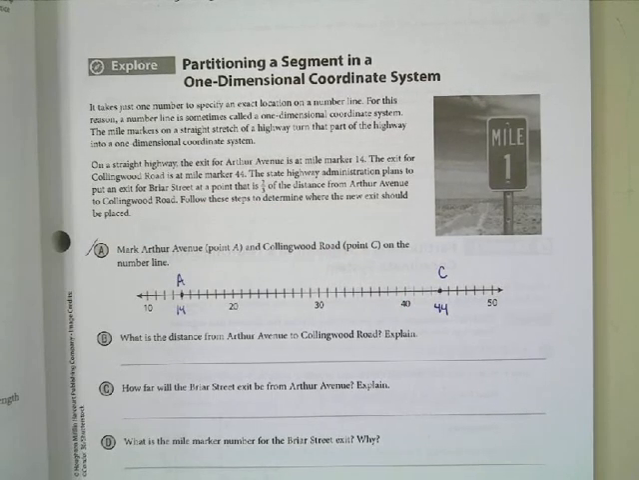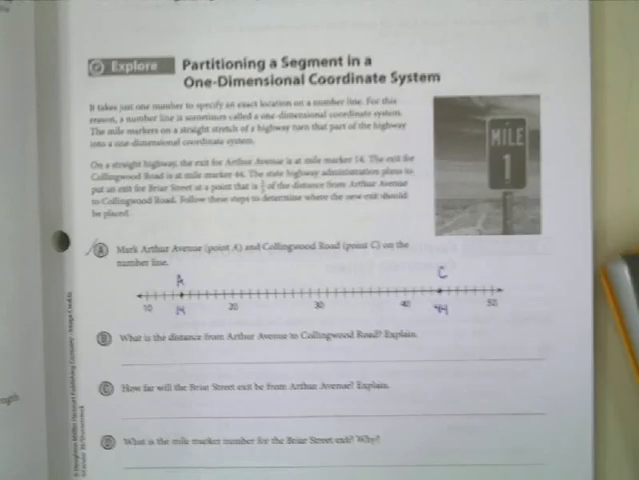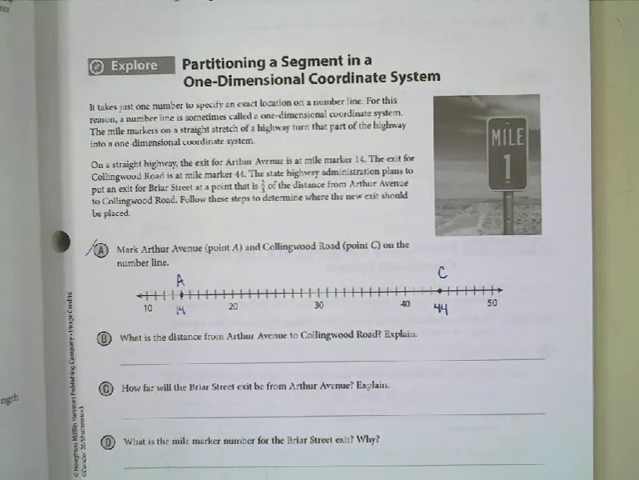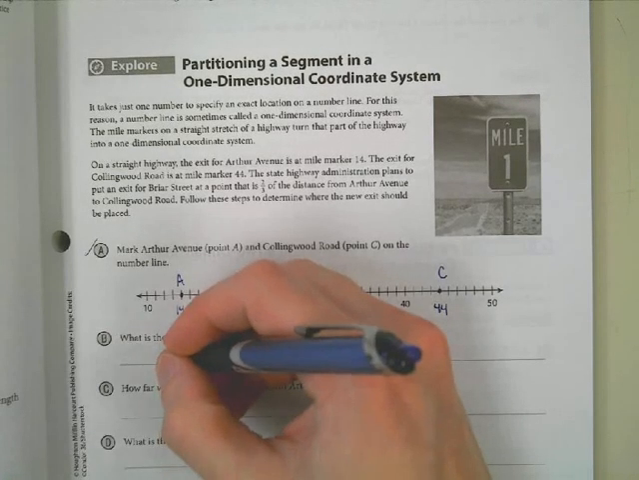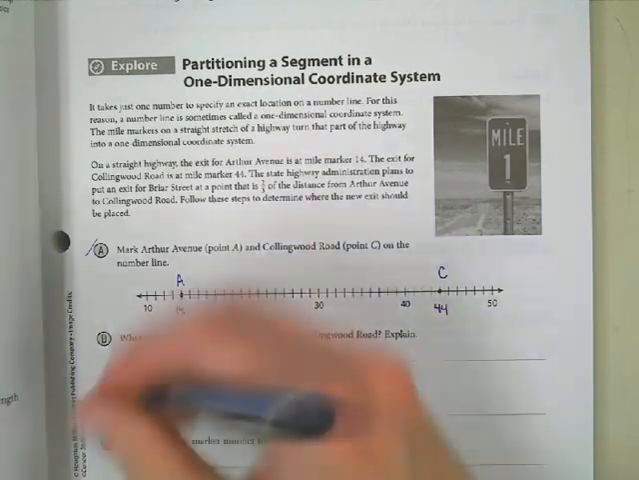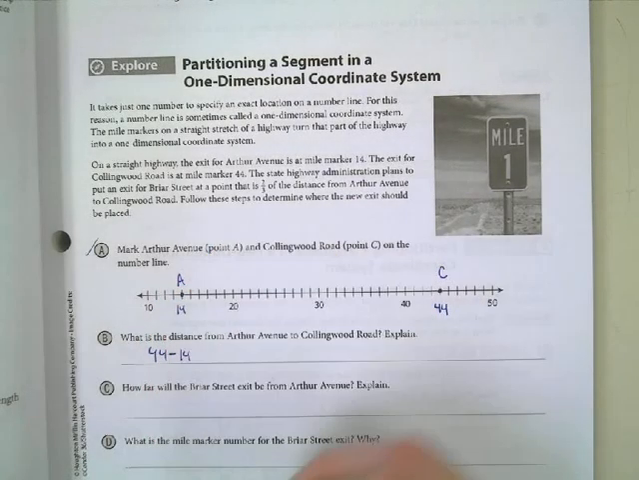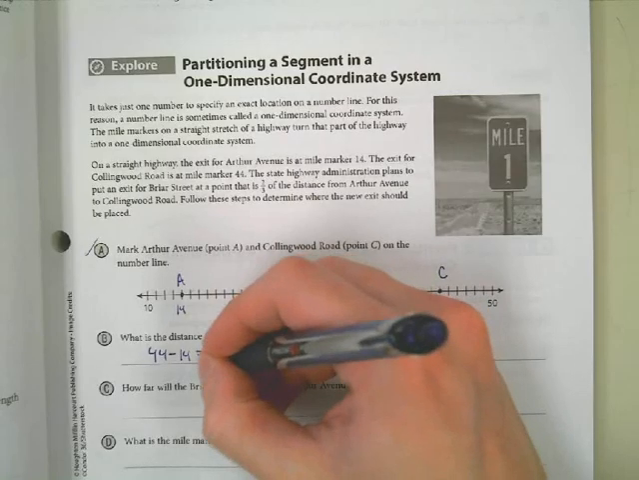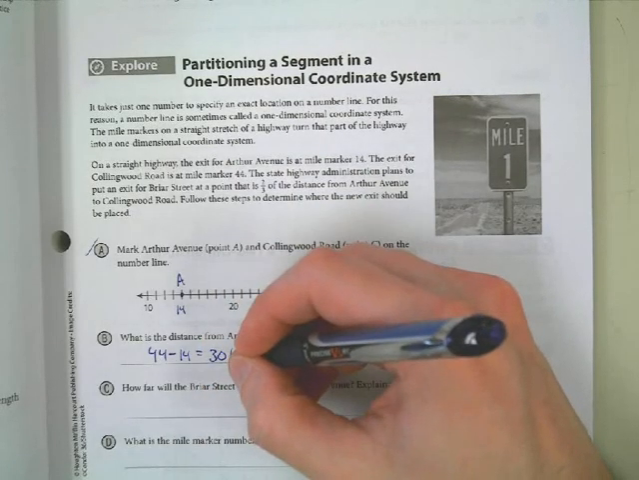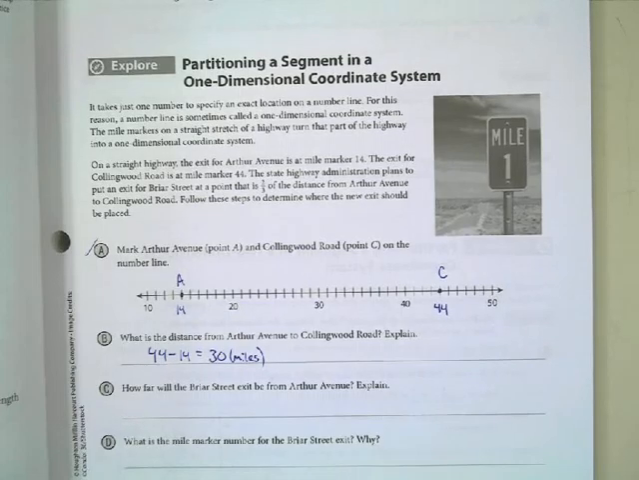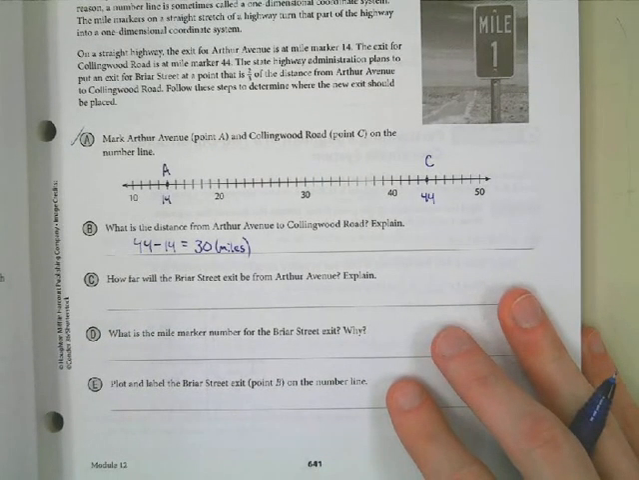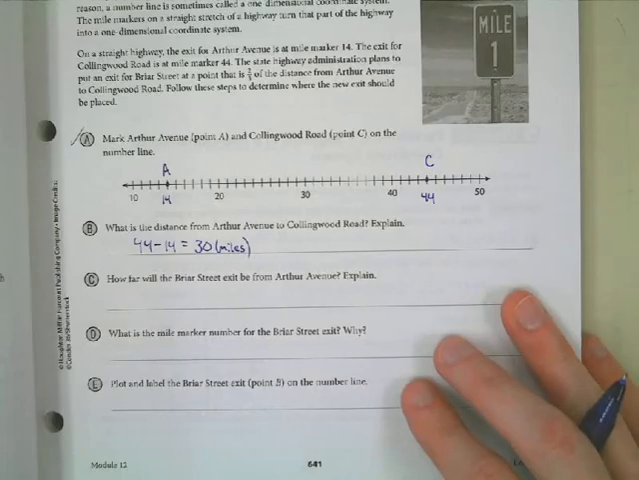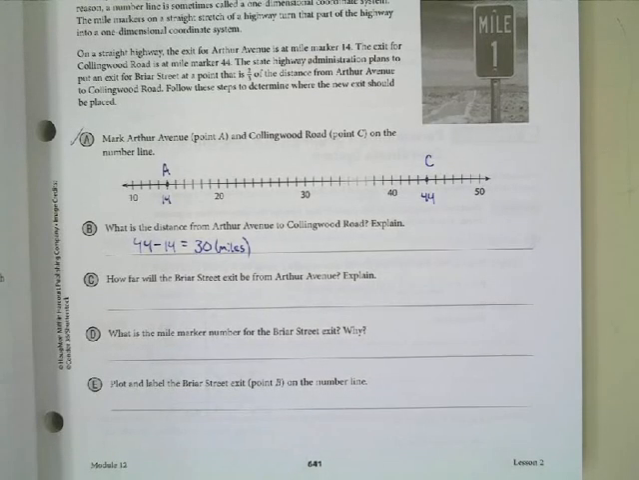What is the distance from Arthur Avenue to Collingwood Road? So Adam, what's the distance from Arthur Avenue to Collingwood Road? 30 miles. 30 miles? How'd you get that? Yeah, exactly. The coordinate for C minus the coordinate for A should give us that distance. So 30, and you can even put miles in there if you wanted to, because that's what we're using as our measuring here. The explanation I'm not going to worry too much about. I think the math speaks for itself. Good, so got that one done.